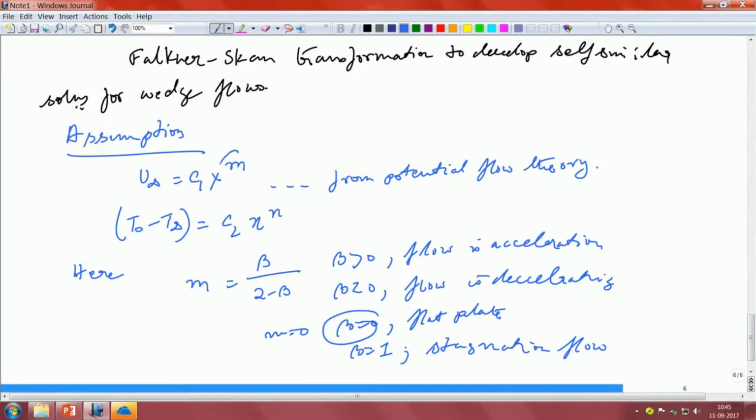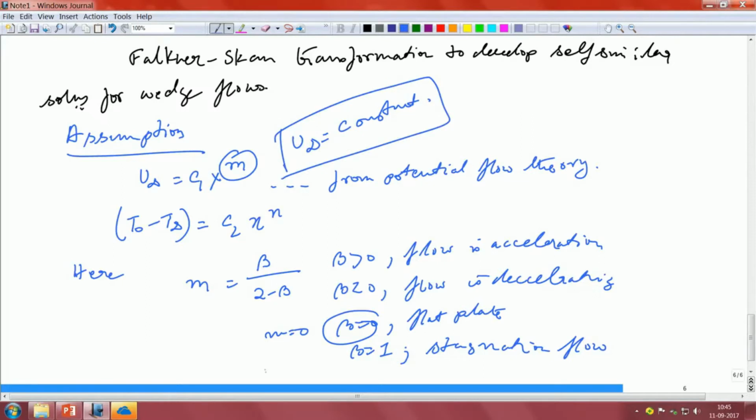Does that obey this? Because as you put m equal to 0 in this particular expression, your u infinity becomes a constant, which is the correct thing, right? For a flat plate with no inclination, your u infinity, that is your free stream velocity, is not a function of x, right? So you can easily see that that is the condition over there.